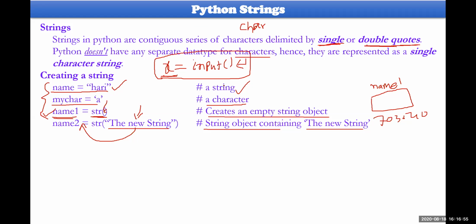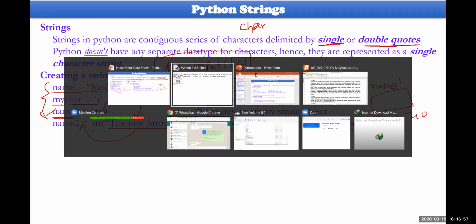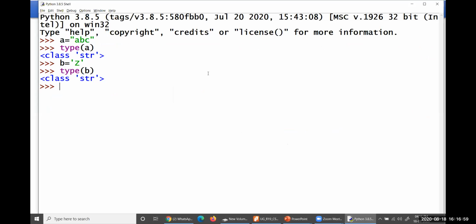Okay, so let us see what exactly the points will be. Some x will be equal to name1, which will be equal to str of nothing. So one empty string has been created. For example, if you want to display name1, you could see name1, which shows nothing. So it is an empty string.